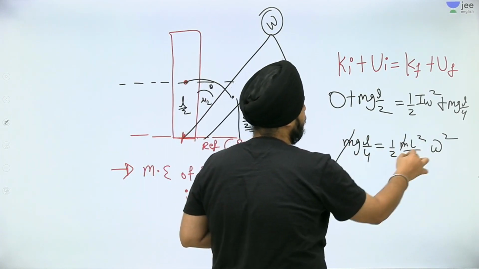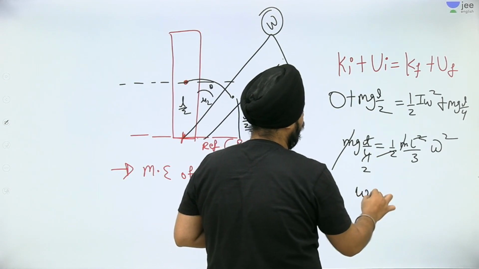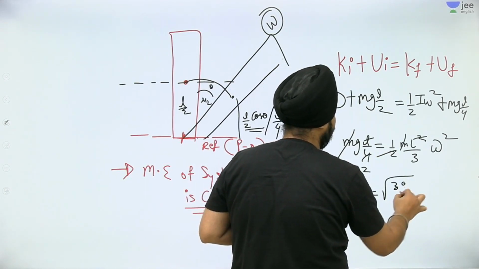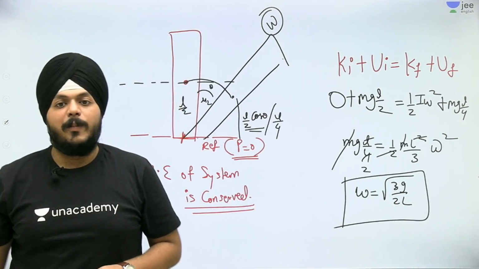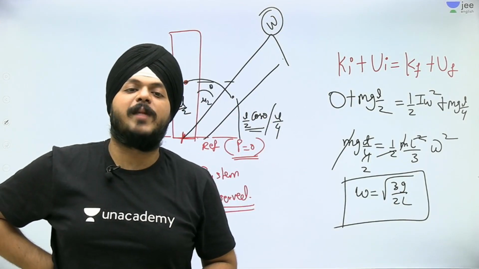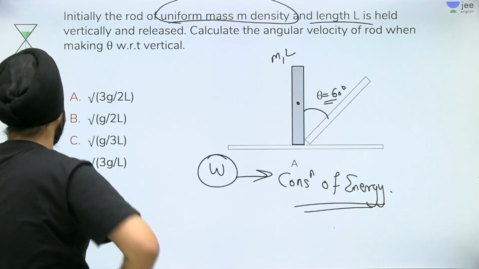See, m is going to cancel, L is going to cancel, and this 2 is going to cancel. So I'm getting omega equal to under root of 3g by 2L. This is my answer as theta is equal to 60 degrees. Omega is equal to under root of 3g by 2L. So guys, this is my answer.